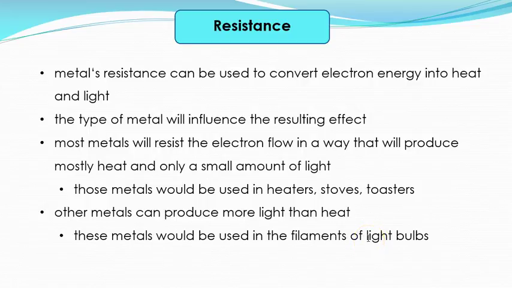A metal's resistance can be used to convert electron energy into heat and light. The type of metal used will influence the resulting effect. Most metals will resist the electron flow in a way that will produce mostly heat and only a small amount of light. So those metals would be the ones that would be used in heaters, stoves, and toasters. Think about what a coil looks like on the top of an electric stove. Other metals can produce more light than heat, and these metals would be used in the filaments of light bulbs.